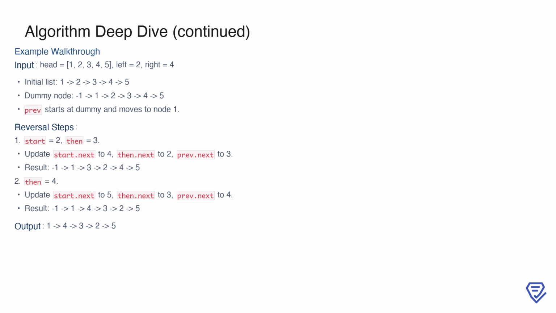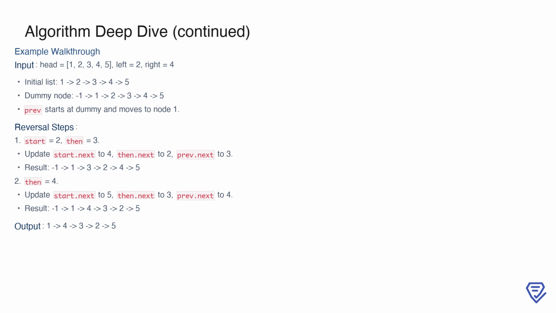Now, we identify the sublist bounds: start points to node 2, and then points to node 3. In the first reversal step, we update start.next to point to node 4, then.next to point to node 2, and prev.next to point to node 3. The list now looks like -1-1-3-2-4-5. Moving then to node 4, we repeat the process.